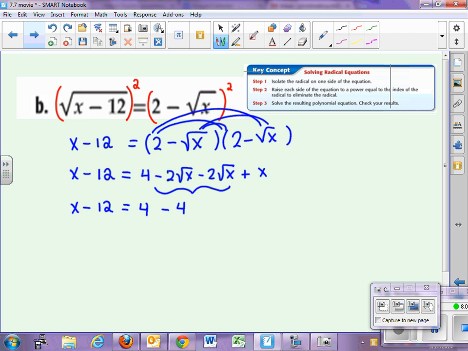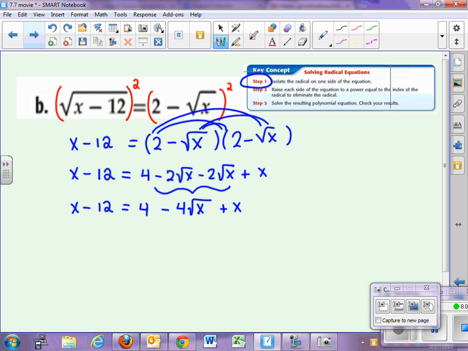This is just going to be negative 4 square root of x. It's kind of like negative 2x minus 2x. It's just negative 4x plus x. Now what do we do? To be honest, we go back to step 1 again and we continue.